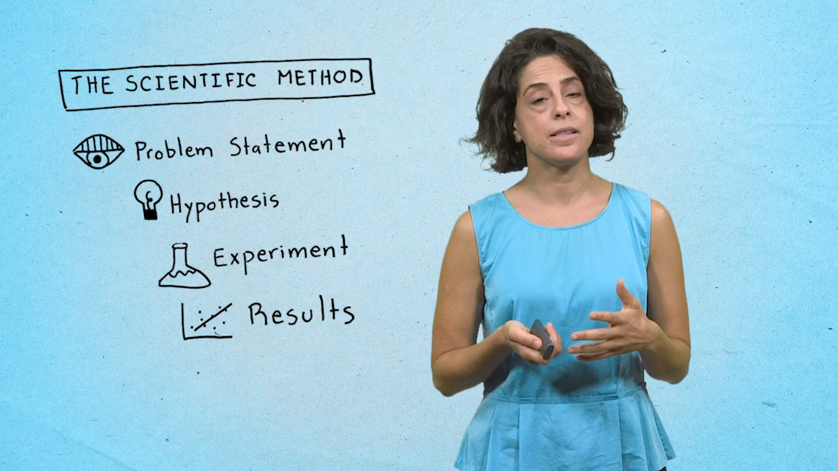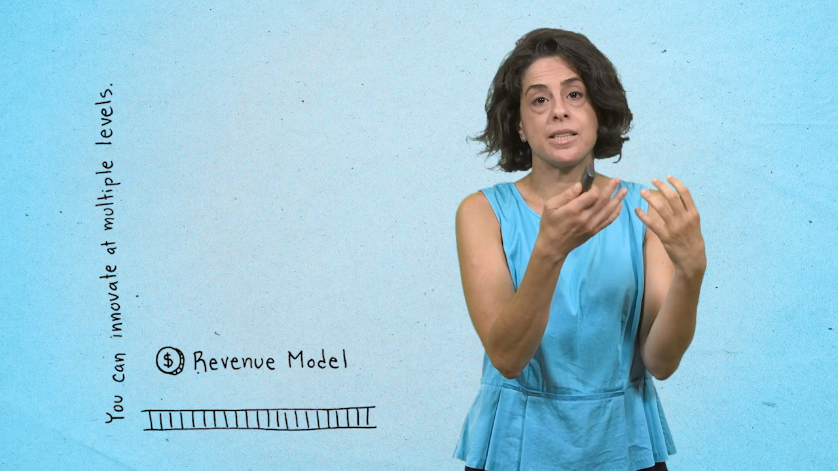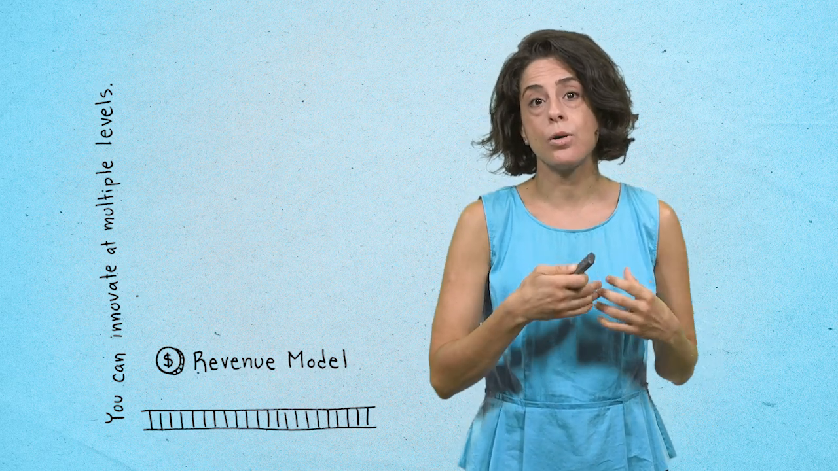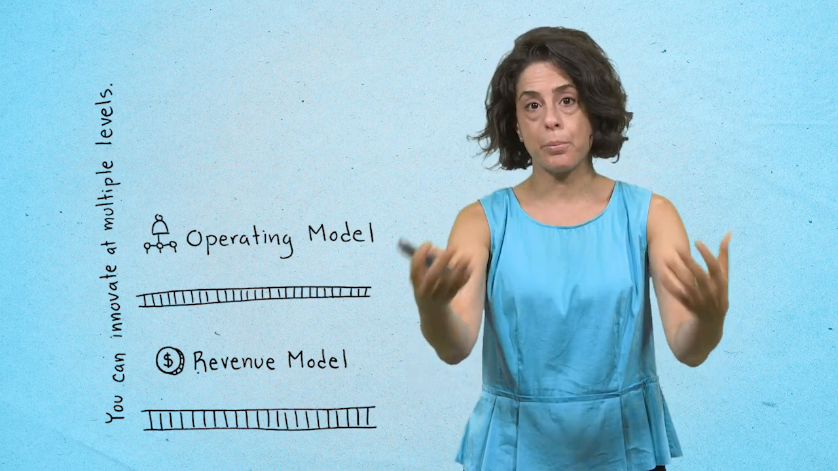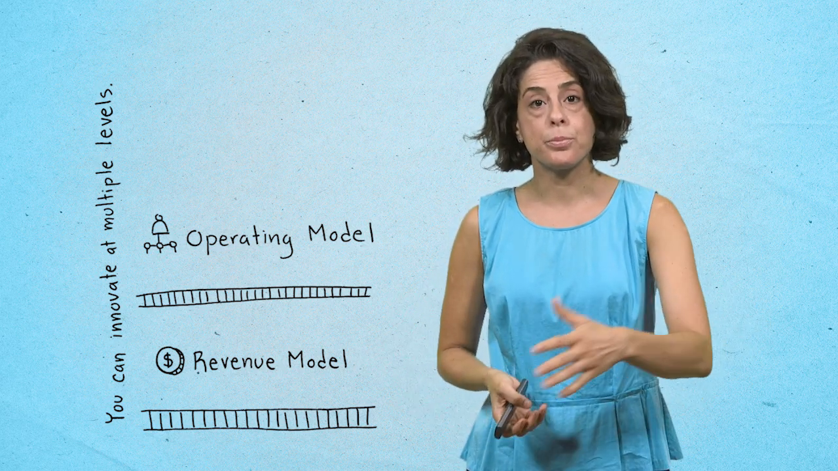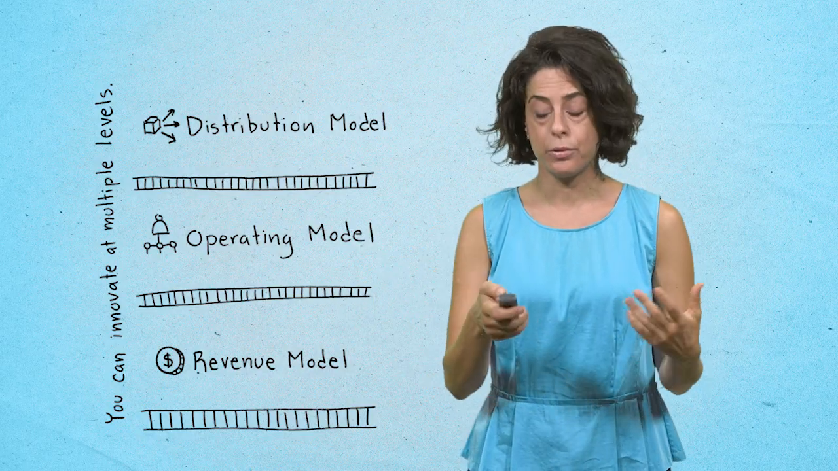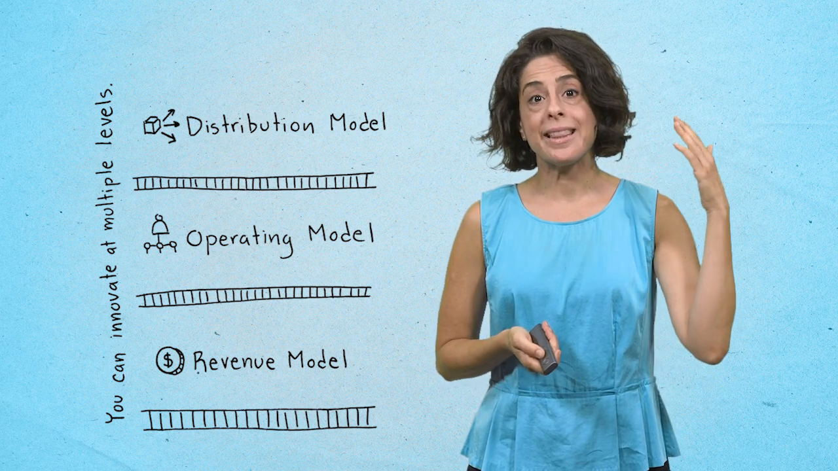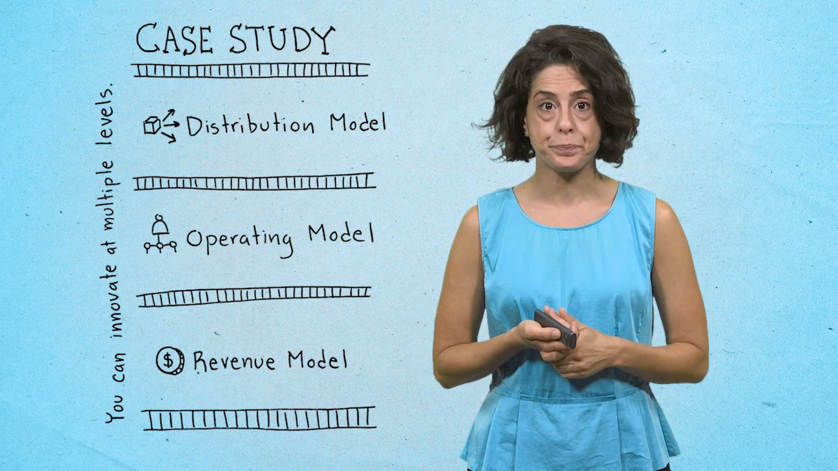And the last thing I want to say in this intro video is that you can innovate at multiple levels. You might not come up with a unique product or service. You might come up with a new revenue model that makes an existing product or service more sustainable or accessible. Or you might come up with a new operating model, which means like the way your organization works internally in order to make it possible for new people to access existing solutions. Or you might come up with a new distribution model, which means like how you reach people, how you reach the last mile, which is usually not reached by existing companies. So at the end of this module, I'm going to share a case study where they innovated at multiple levels to make all this happen.